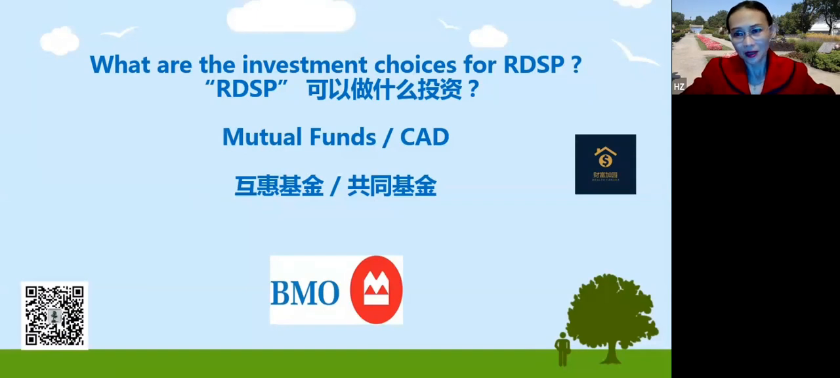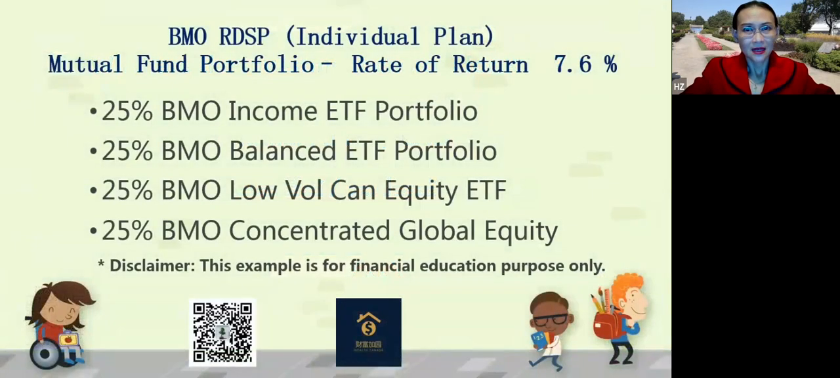So the number 3 question: what are the investment choices for RDSP? Usually for us, we partner with Bank of Montreal. We put the funds into mutual funds, and usually it's denominated in Canadian dollars. So I'm going to show you this portfolio.